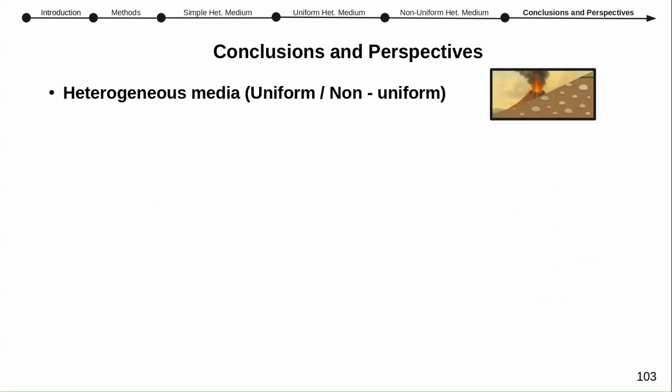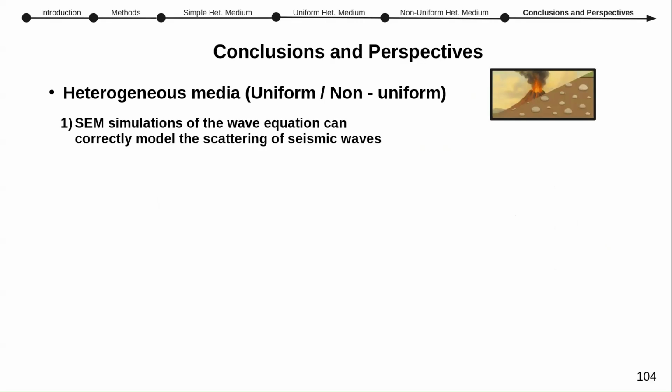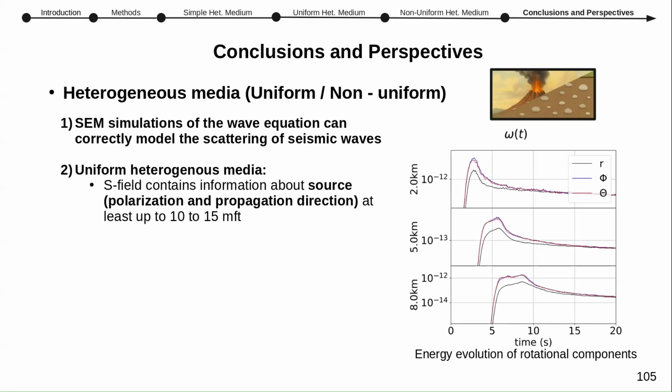So moving to the second part of the conclusion, in the second part of the study, we analyzed heterogeneous media, uniform and non-uniform. The first thing that we show is that spectral element simulation of the wave equation can correctly model the scattering of seismic waves, which is a requirement to use the simulation to study the scattering process. And then what is interesting in this work is that in the uniform heterogeneous media, the S field seems to contain information in the form of polarization and propagation direction of the source, at least up to 10 to 15 mean free times.